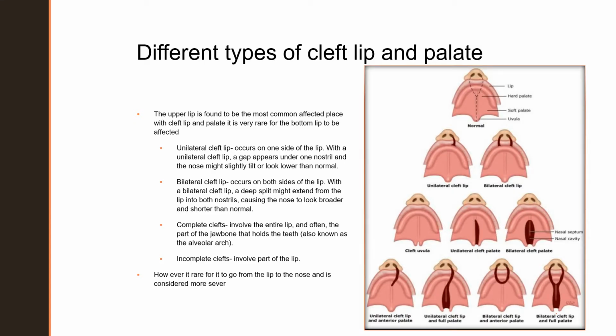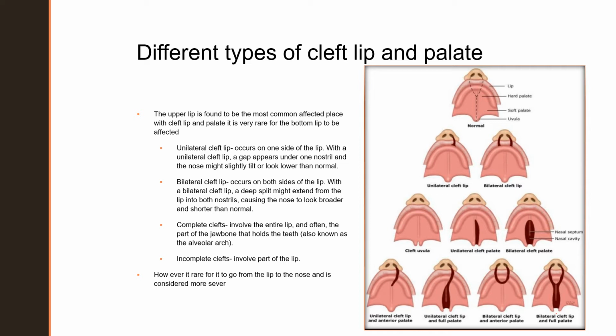During my research, I found out that there are different types of cleft lip and cleft palate. The upper lip is found to be the most common affected place with cleft lip and palate. It is very rare for the bottom lip to be affected. Unilateral cleft lip occurs on one side of the lip. With a unilateral cleft lip, a gap appears under one nostril and the nose might slightly tilt or look lower than normal.